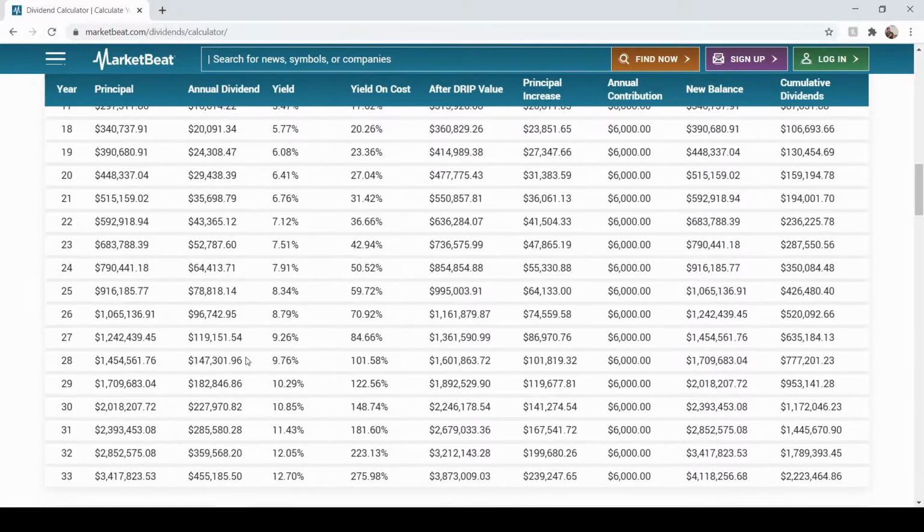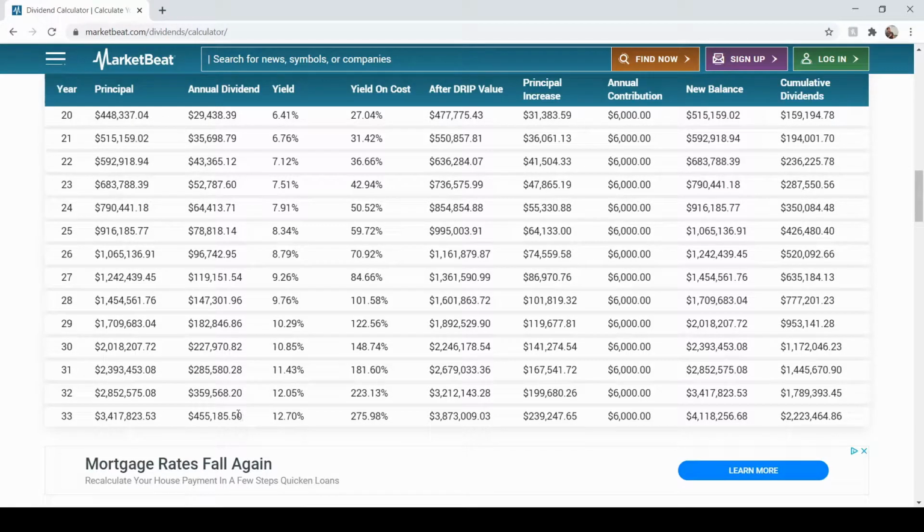So if we scroll all the way down over here to when I do retire, look at that. This is the power of dividend growth investing. You would have $3.4 million worth of principal, and you would have $455,000 worth of dividend payments. It's crazy. $455,000. This is why Warren Buffett makes so much money off Coca-Cola, because at this point his dividend has increased year over year, and that's why he's getting paid out $656 million.